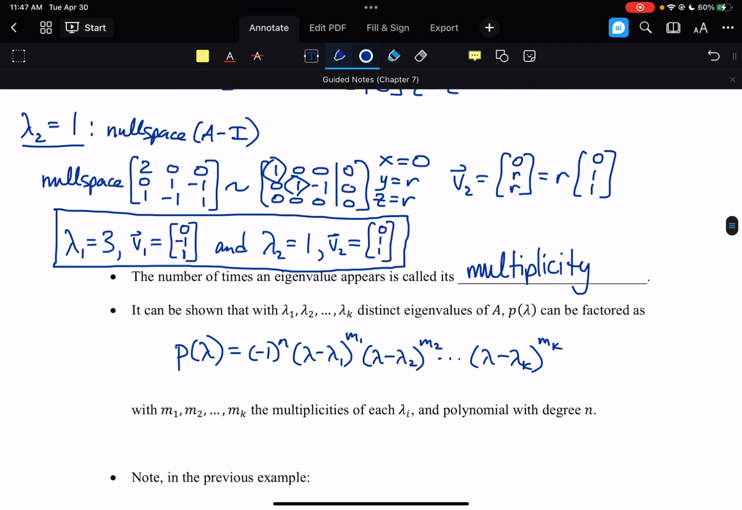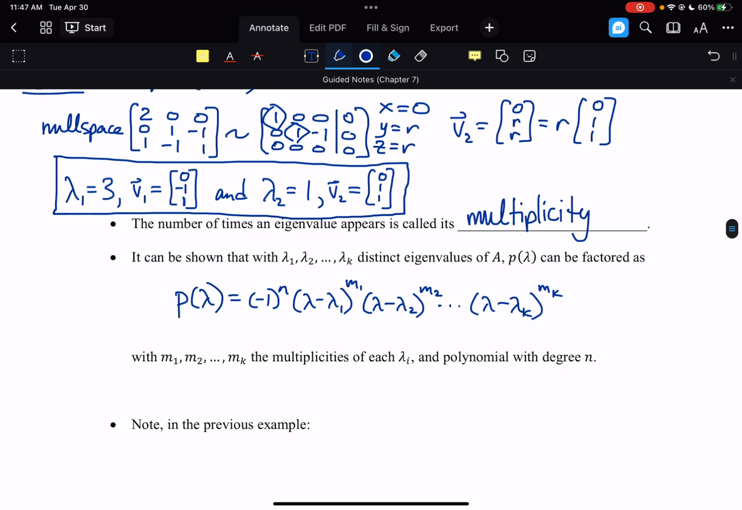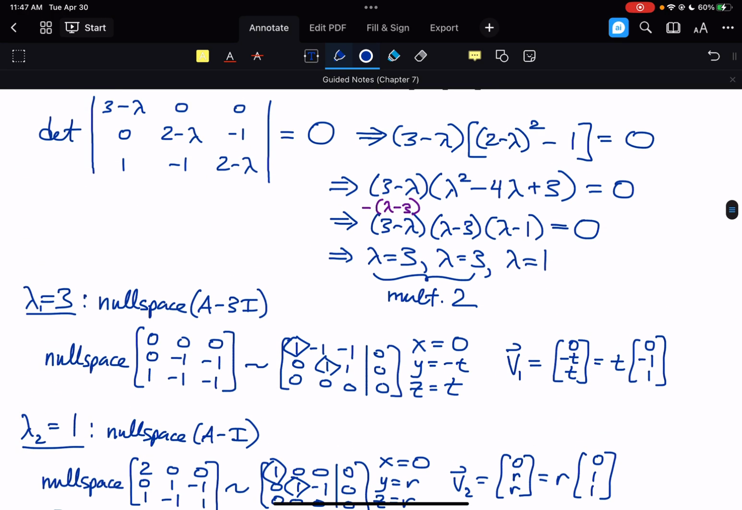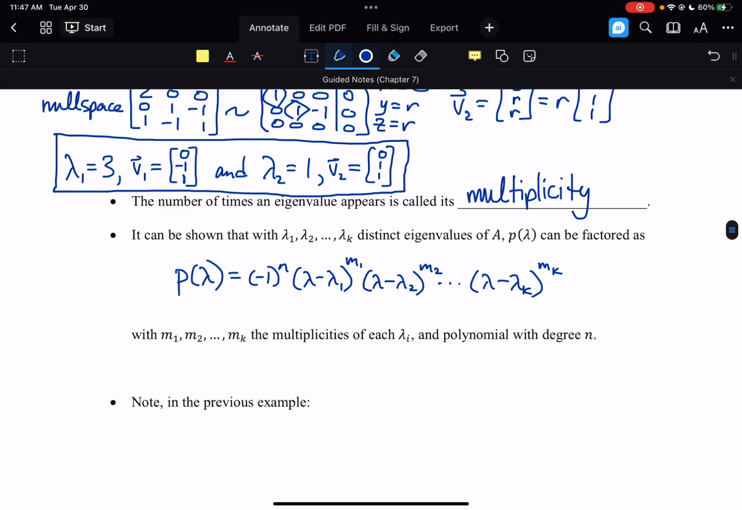So this does give us more information about the characteristic polynomial. The characteristic polynomial does give us multiplicity as well. And again, if we look back at this previous example, we had this right here. When you pull this one around, so you factor out the negative, you get a lambda minus 3 times a lambda minus 3. So that's lambda minus 3 squared, and then lambda minus 1 is still there. So the characteristic polynomial for this last example was P of lambda equals negative lambda minus 3 squared times lambda minus 1.